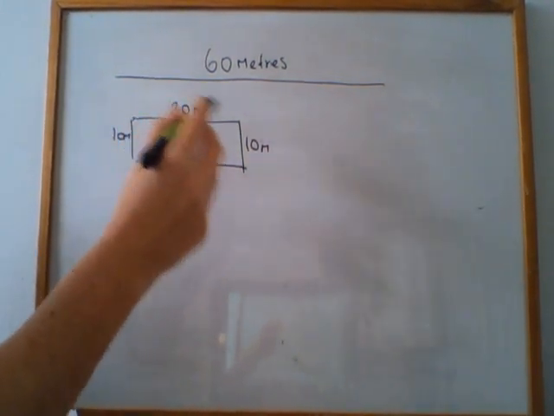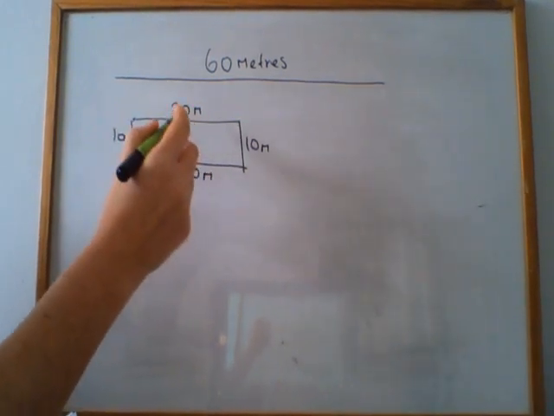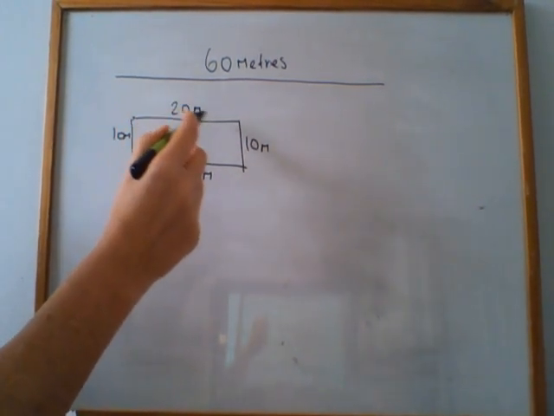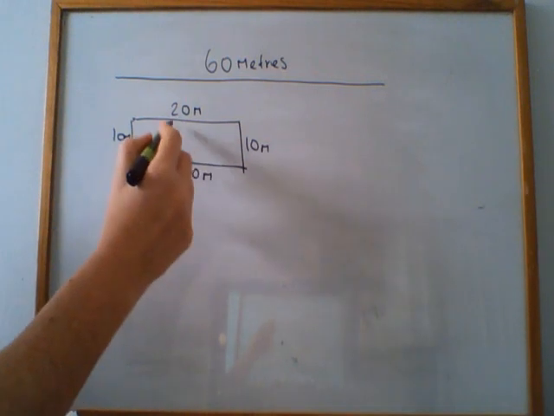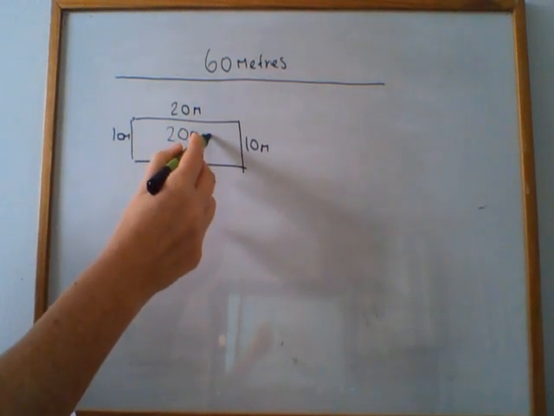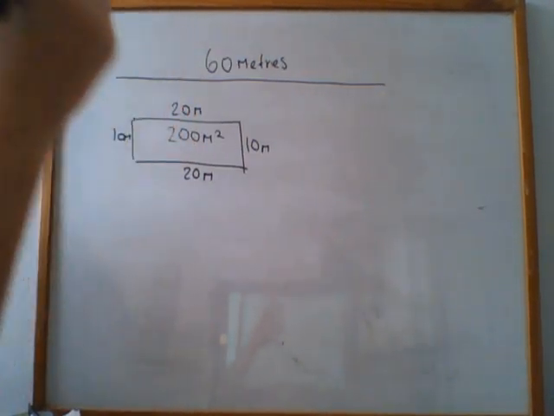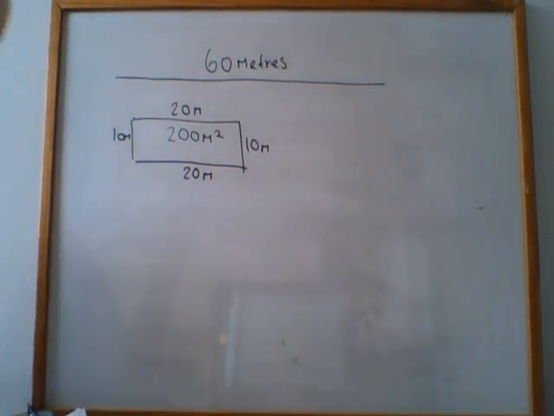So what's my area then? What's my space for my chickens? Well, I know to do the area, I do length times width. So 20 times 10, this area would be 200 metres squared. Okay, that's not a bad start. 200 metres squared seems quite big to me. Let's see if I can get a bigger area though.